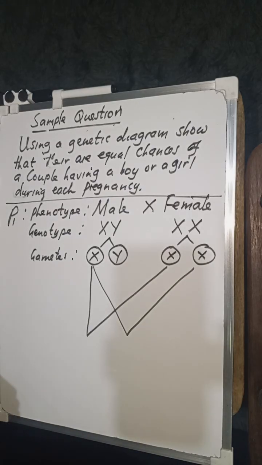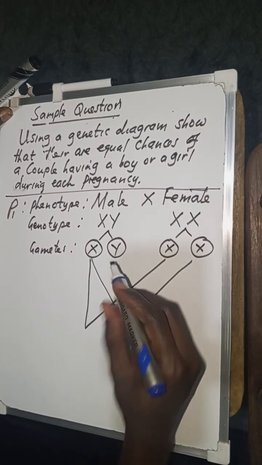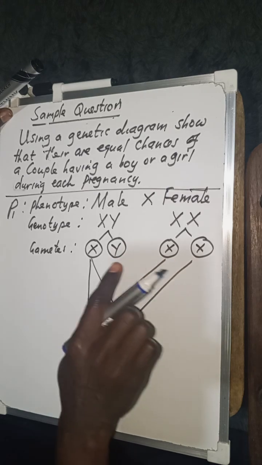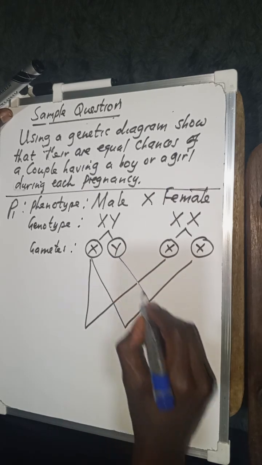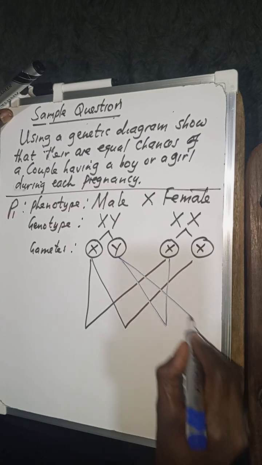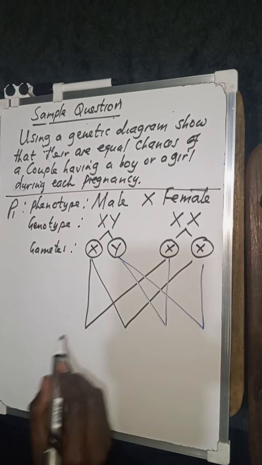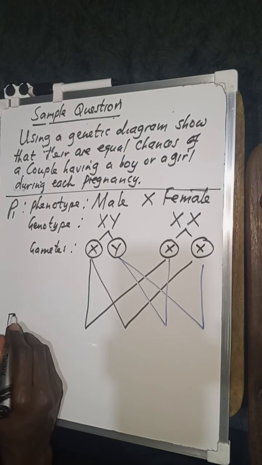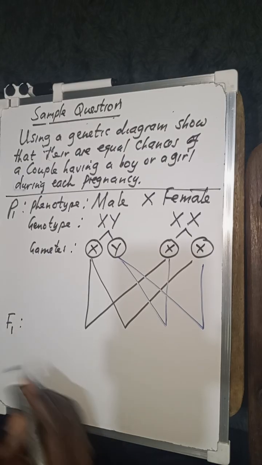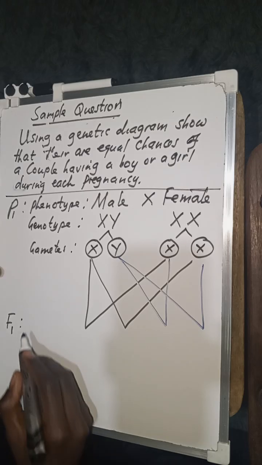I'll use a different marker so that you are able to see what I'm doing. This one will pair with that one. Again, this one with the last one. So that is what is going to be happening there. So now random fertilization will take place, resulting in the production of the children, which we are calling, because that's the P1, so this will be the F1.